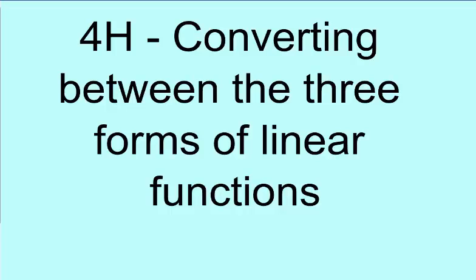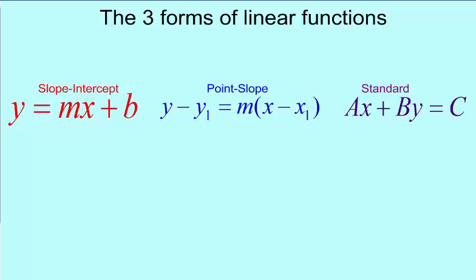Today we're going to be looking at learning target 4H, which is being able to convert between the three forms of linear functions. This is just a reminder of the three forms that we've studied so far. In the red is the slope-intercept form. In the blue, that's your point-slope form. And in the purple is standard form.